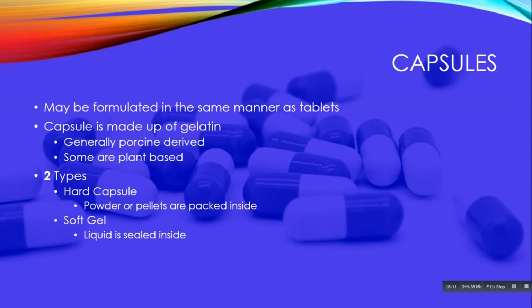There are two different types of capsules. There's a hard capsule, which you see in the background of this picture, meaning it's a hard gelatin capsule, which you can pack powder or beadlets inside of. Soft gels are liquid that is sealed inside of a capsule, and that capsule is kind of like fused around it, and that's a soft gel capsule.